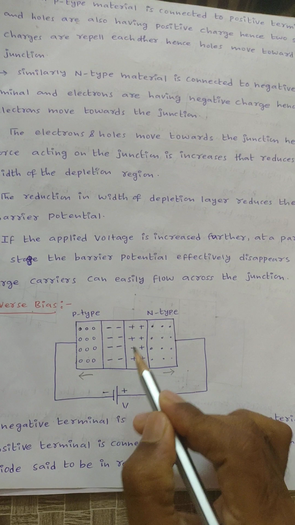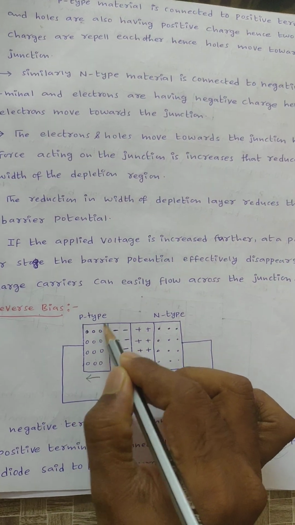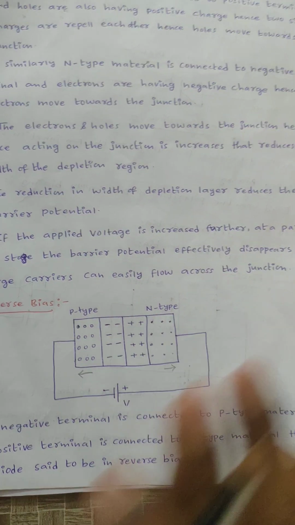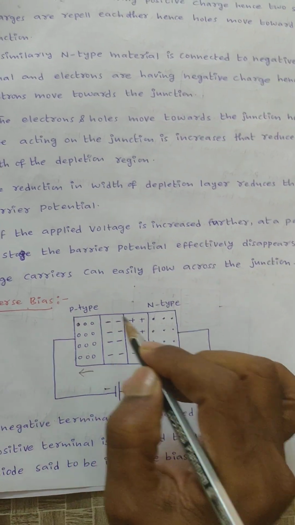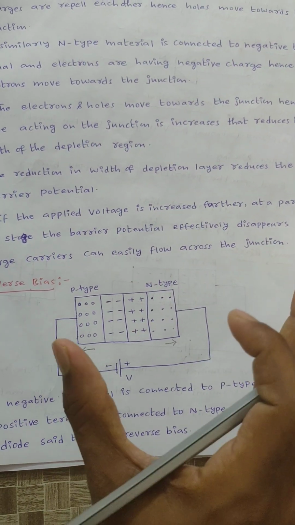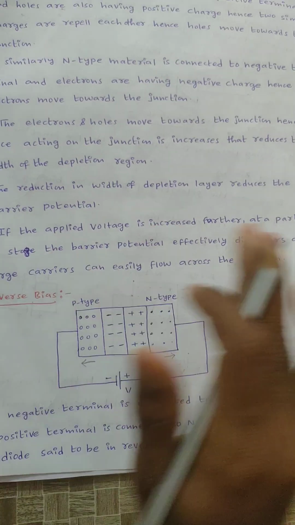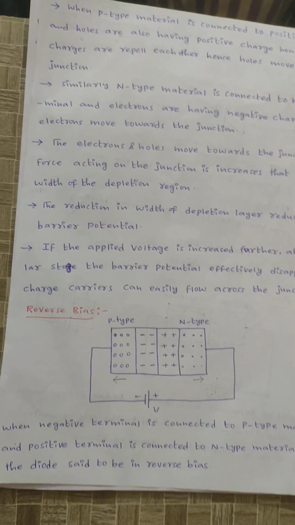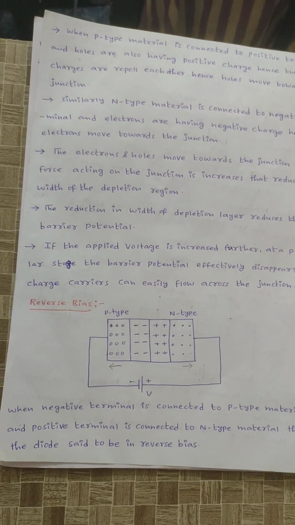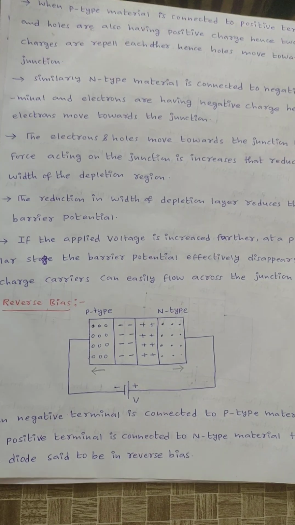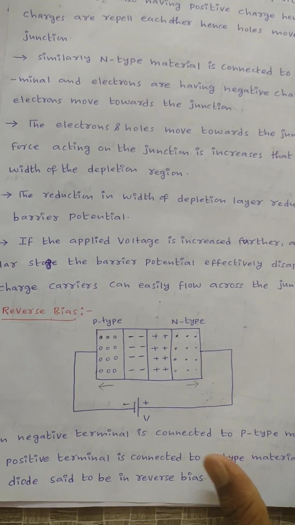That means there is no recombination, so there is no current. It will not constitute any current in reverse bias. Why? Because the width increases, and there is no possibility to eliminate the depletion region width. Hence the diode allows current only in one direction. That means in forward bias only it will allow current, and in reverse bias it will not allow current.